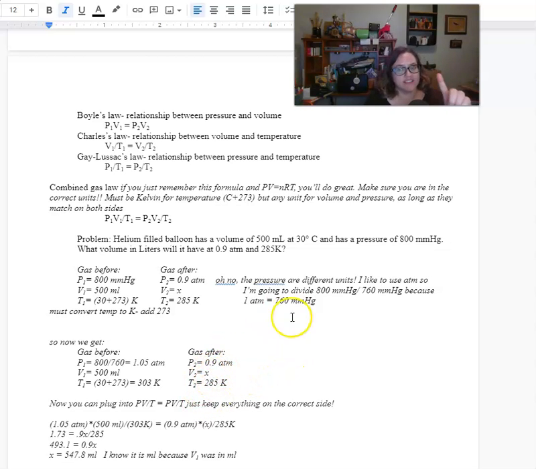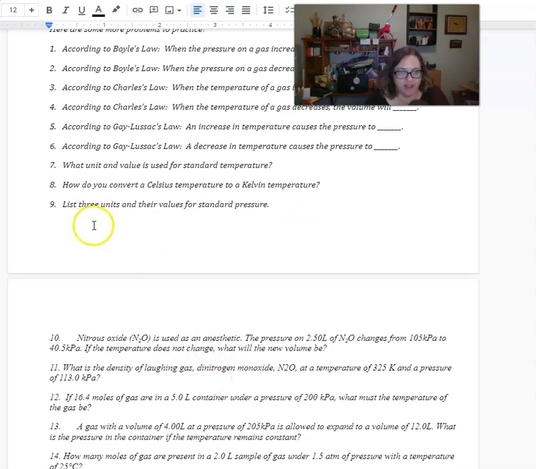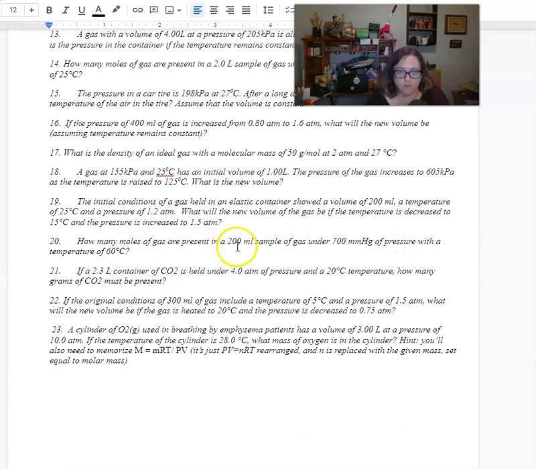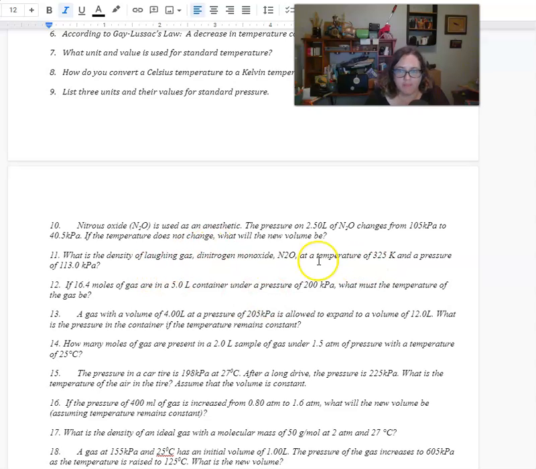And the reason why I say you do not have to memorize all 3 of these, just memorize this, is because if you have a problem like, here we go, this has liters, temperature, pressure. So that's not what I want. If you have a problem like this, with pressure and volume, I could set it up for PV equals PV over T equals PV over T.